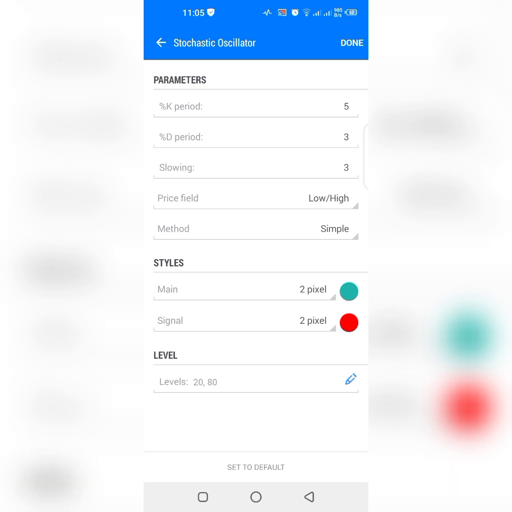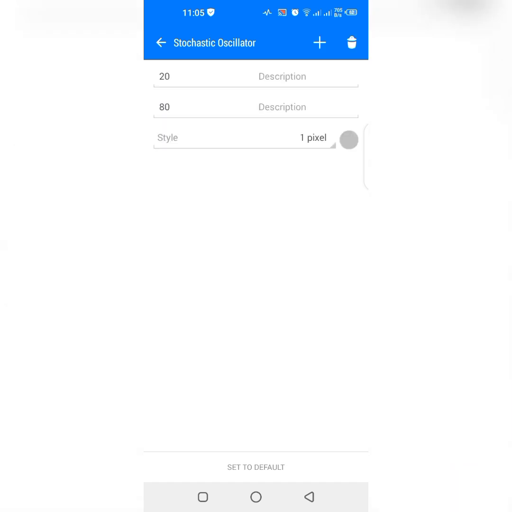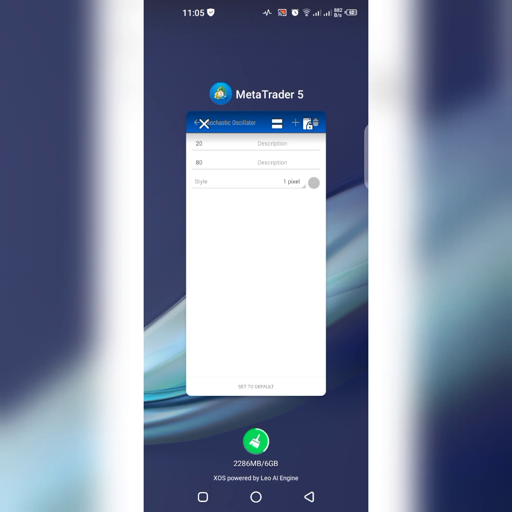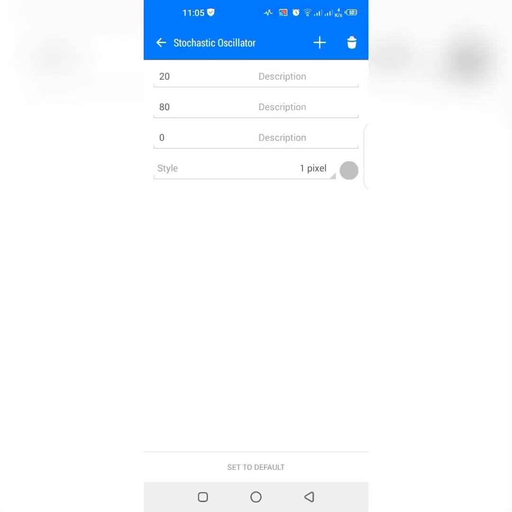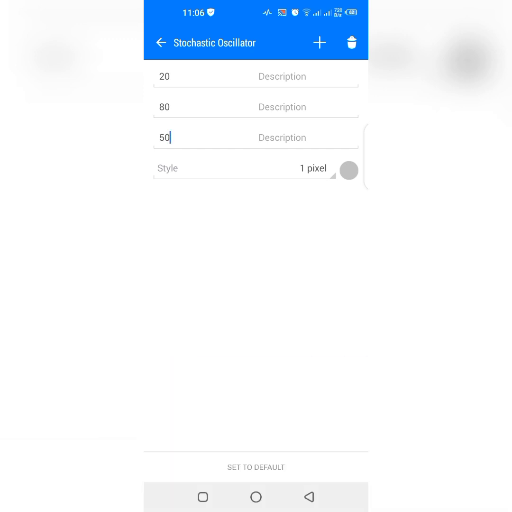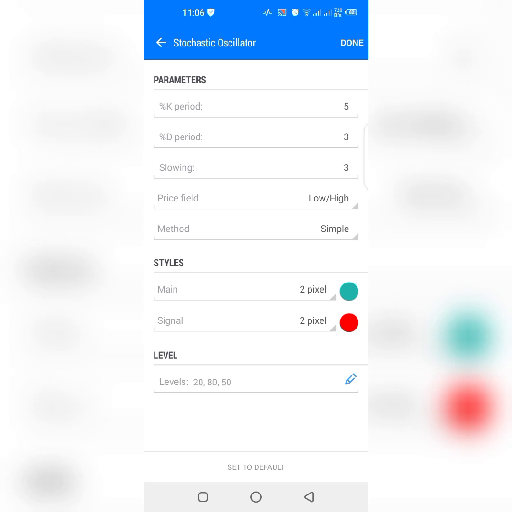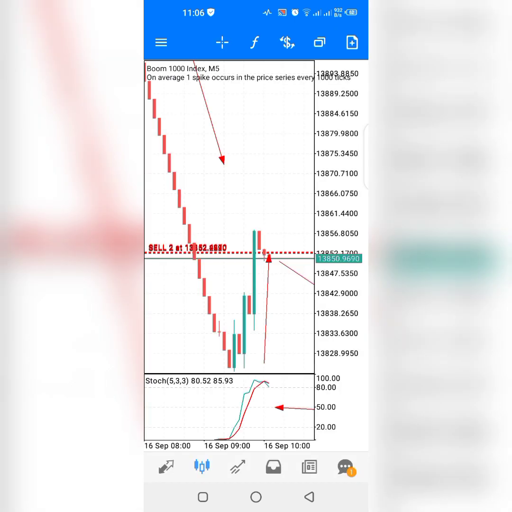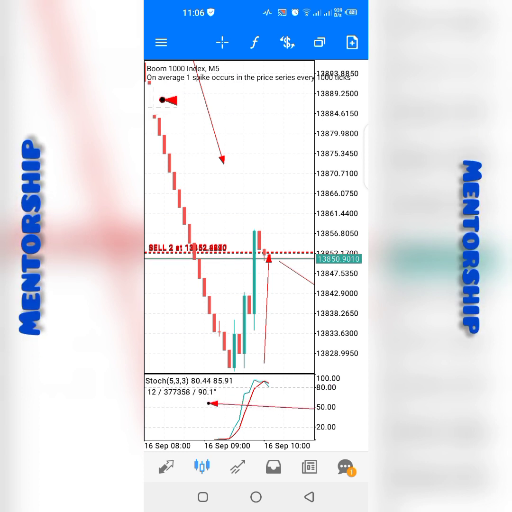for your stochastics. You can see we have 20 and 80 here. Then you can decide to add one more level, which is level 50. All right, that's 50, and go back, then done. You can see we have 50 here. This is the line 50. Right, we have 50 there.